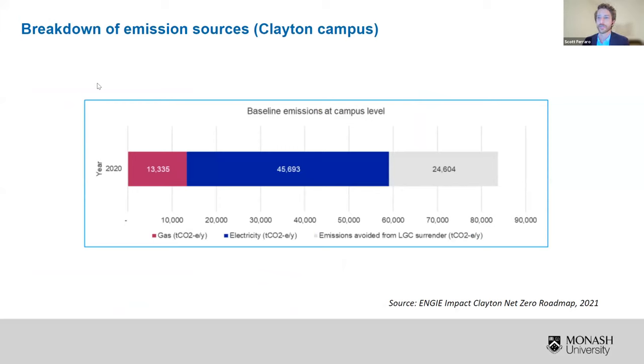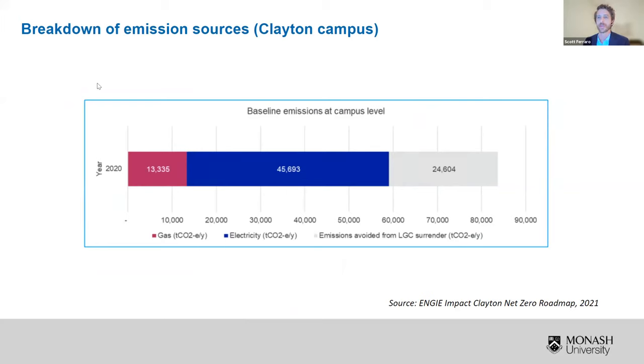So a bit of context for you. I guess as a university, we do run cities with our campuses, and the scale of Monash's operations is actually quite large. This is a summary of the emissions from our Clayton campus, which was mentioned previously. It's the biggest of our four Australian campuses.